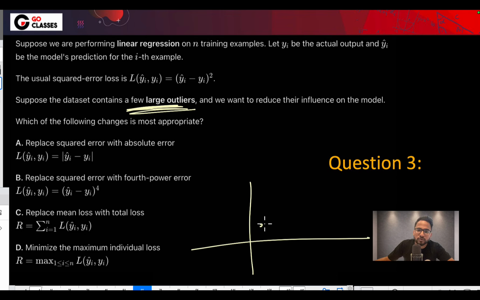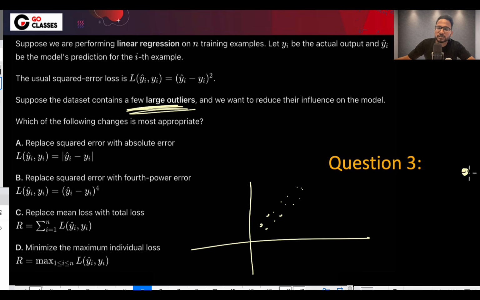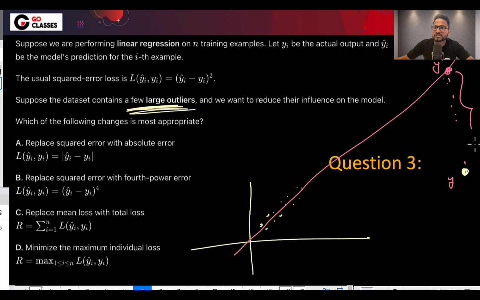See, let's suppose your whole data is like this, right? And then an outlier will be something like this, something which is very different from the data, and then something like this. Which means if you train this model, ultimately you will get something like this, and your outlier is far from this line by a gap, and this is y. This difference is quite high. That's what outlier means.